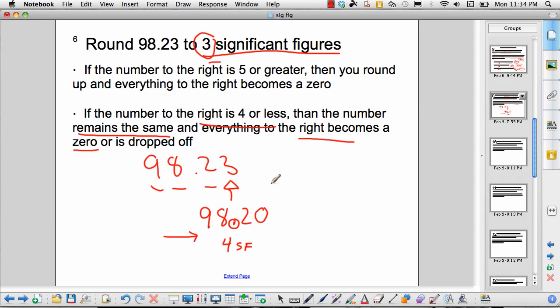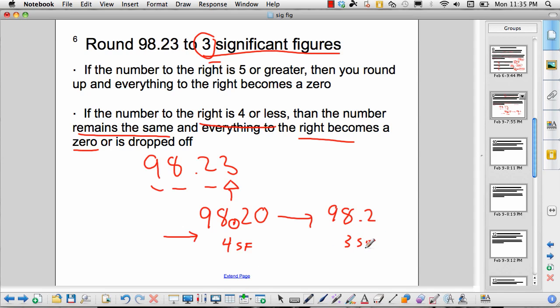Wait a second. They want me to round this to 3 sig figs. So what do I have to do? Well, I have to take one more step. My answer has 4 sig figs. 98.20 has 4 sig figs. What do I need to do? I just need to drop off one of those zeros to maintain the value of the number, but also reduce it to the appropriate number of sig figs that they're asking.